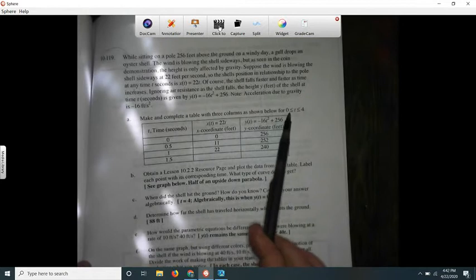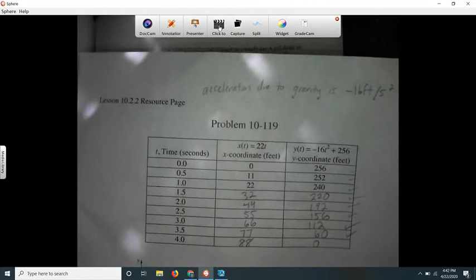So here we go. Letter A says, make and complete a table with 3 columns as shown below for t in between 0 and 4. Well, I have a little resource page for that. So all this right here is the same exact thing as this, which, oh, you can't see very well. Maybe you can see it now.